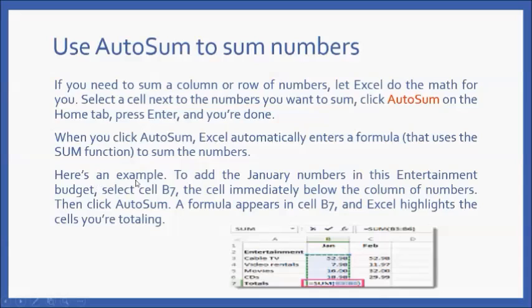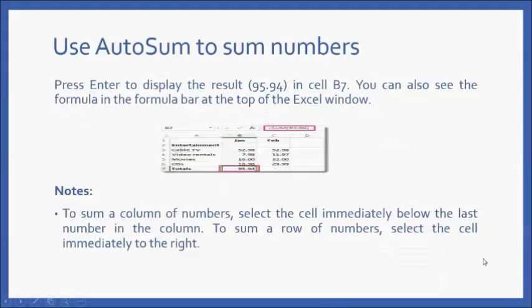So here's an example. To add the January numbers in this entertainment budget, select cell B7, the cell immediately below the column of numbers. Then click AutoSum. A formula appears in cell B7 and Excel highlights the cells you're totaling. Press Enter to display the results, for example, 95.94 in cell B7. You can also see the formula in the formula bar at the top of the Excel window. So here's the formula and here's the total value.